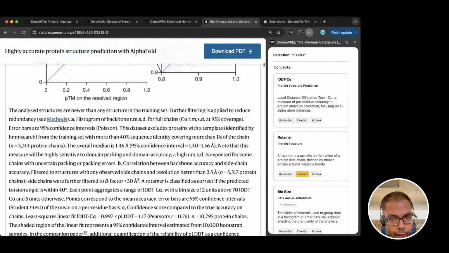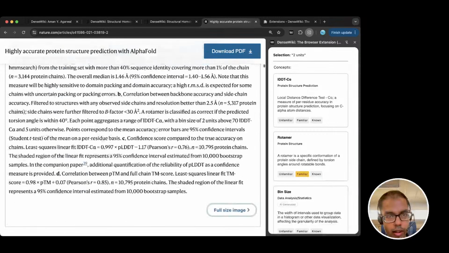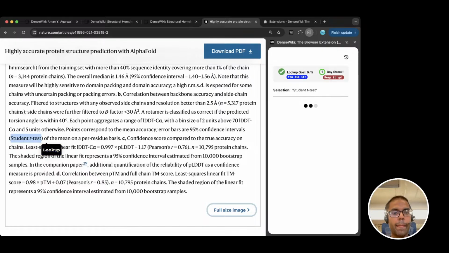And these buckets, I don't know what 2 units above 70 means, but I'm gonna let that go for now. Points correspond to the mean accuracy. Error bars are 95% confidence intervals of the mean on a per residue basis. Student t-test. Okay, on a per residue basis.